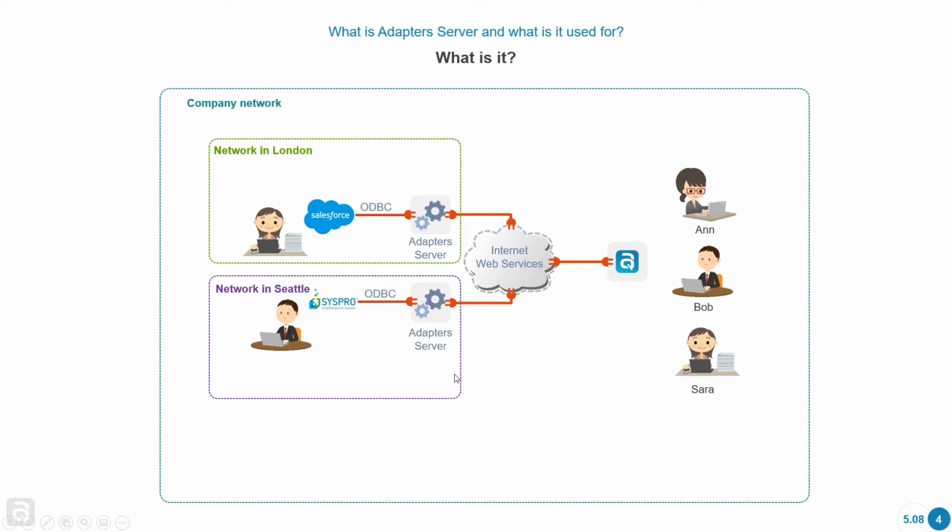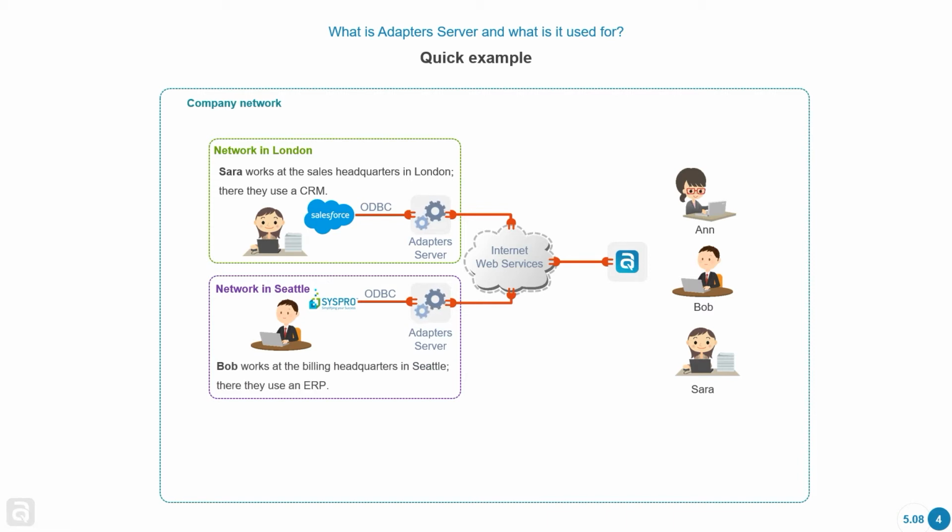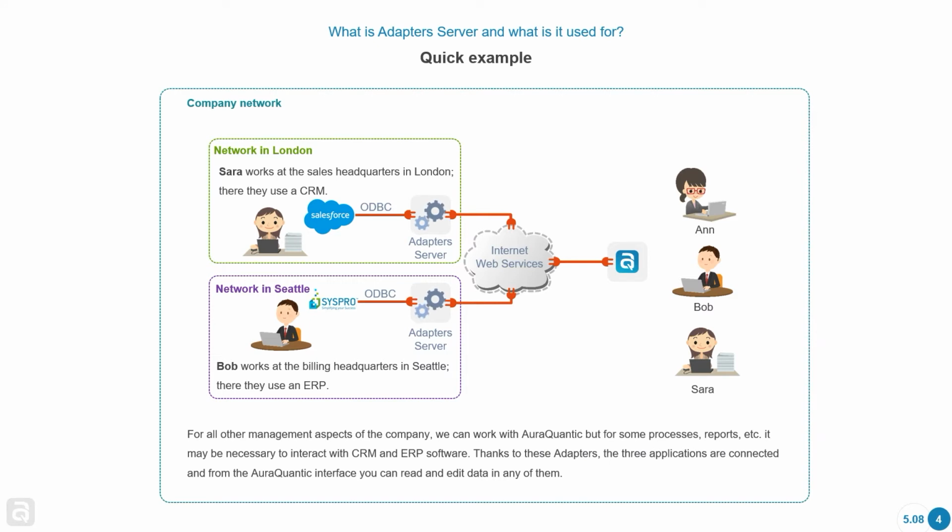In this example, we have a corporate global network that has an office in London that uses CRM and an office in Seattle that uses ERP, while our application users work with Quantic. Sometimes some of the Quantic processes need to interact with CRM or ERP software, like in this case. Thanks to these adapters, the three applications are connected, and from the Quantic interface, you can read and edit data in any of them.